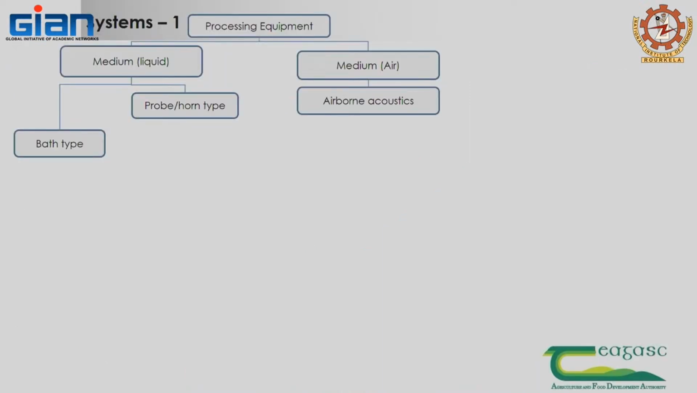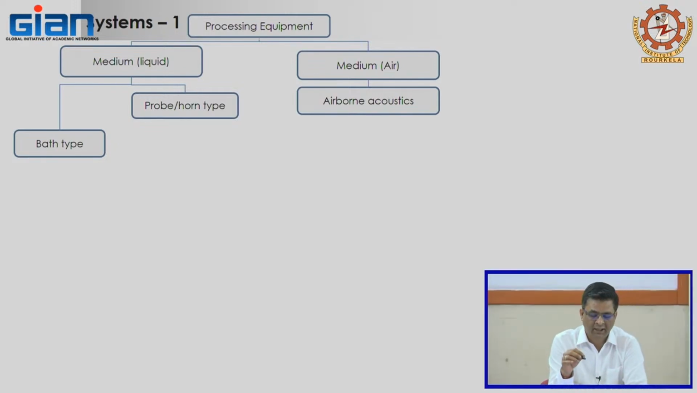Now, if you look at the processing equipment, we already discussed bath type and probe or horn type. That will need a medium to deliver ultrasound. The way we are communicating, though it is not ultrasound, is with air as a medium. That goes as airborne acoustics.